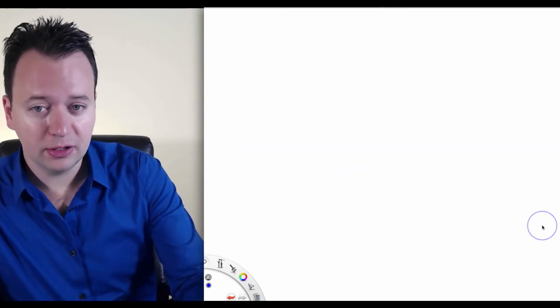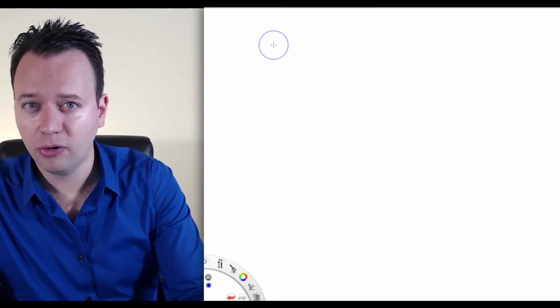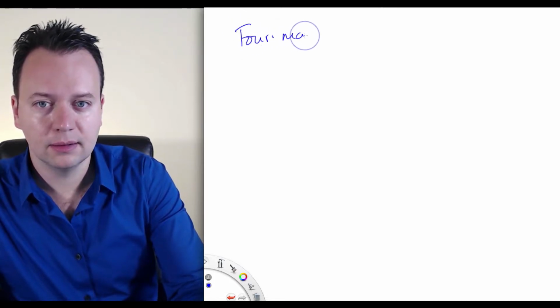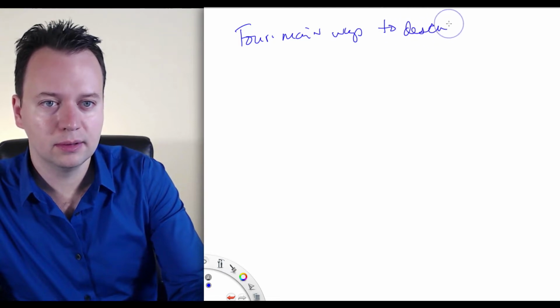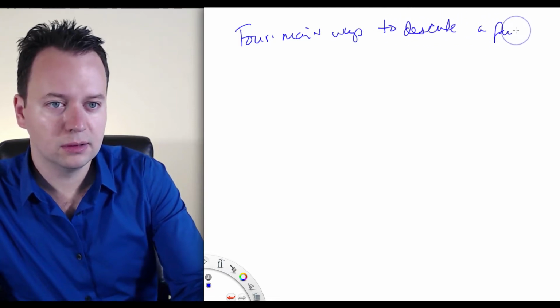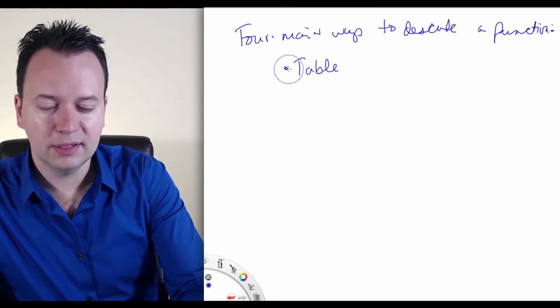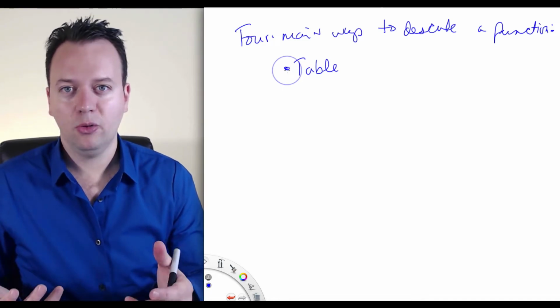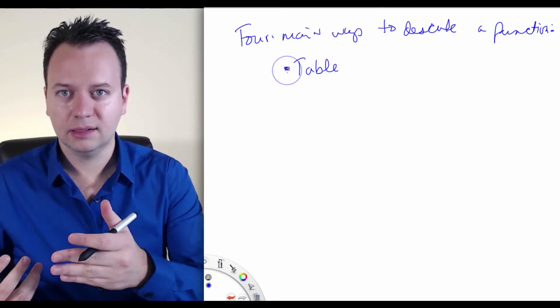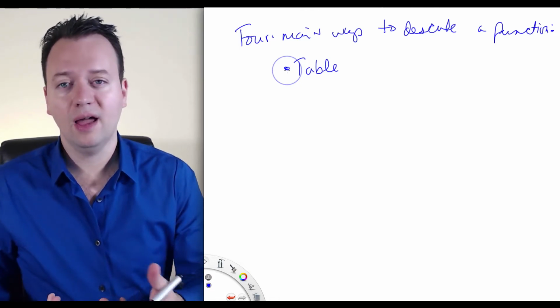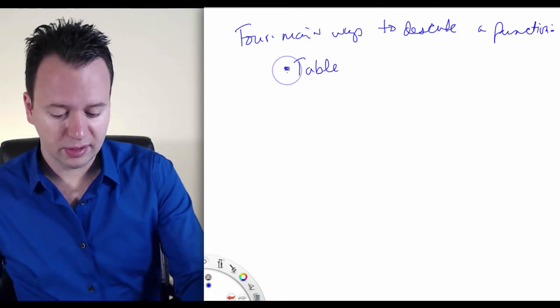So functions can be described four primary different ways. The first one is a table. You can have a table of data, and the table will have a column of inputs and a column of outputs. So you can literally define the outputs based on the inputs from the table.